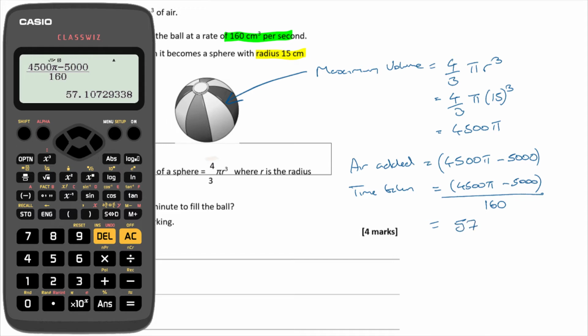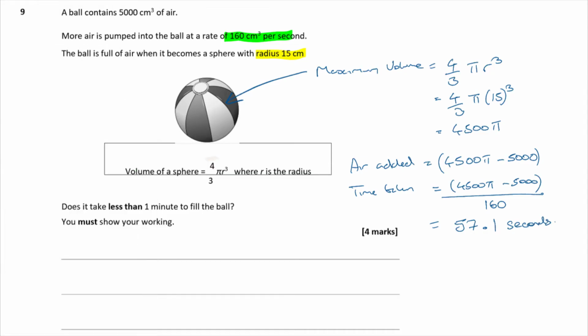So that's 57.1 what, seconds? Okay. Does it take less than a minute to fill the ball? Yes, it does. It takes 57.1 seconds, which is less than a minute. Okay, so I'm done.